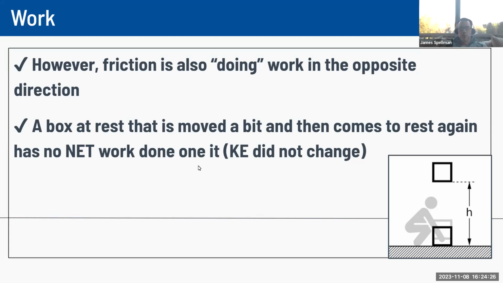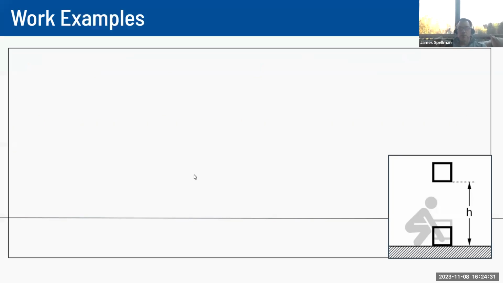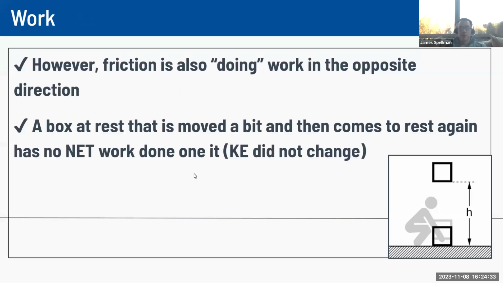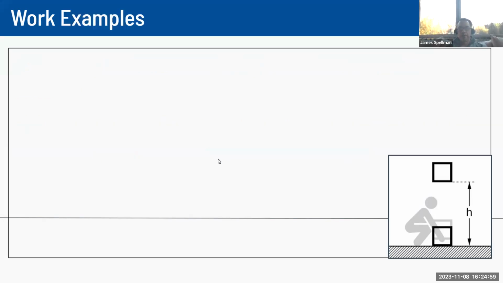I got a little bit of a misspelled word there. That should be "on it." The kinetic energy didn't change, right? So the kinetic energy at the very beginning was basically zero because it wasn't moving. The kinetic energy at the end was also zero because it wasn't moving. And so there was not a change in the kinetic energy. Now, how much work did I do on the box? I could calculate the amount of work that I did on the box. That would be how hard I pushed and how far it went. But the net work on the box would end up being zero because there's no change in the kinetic energy.